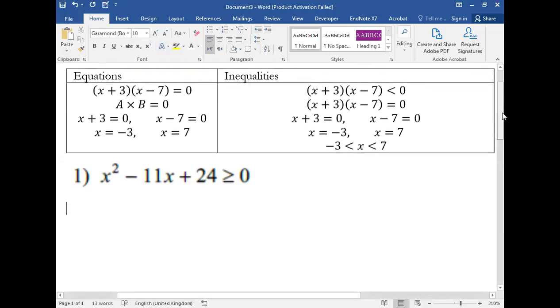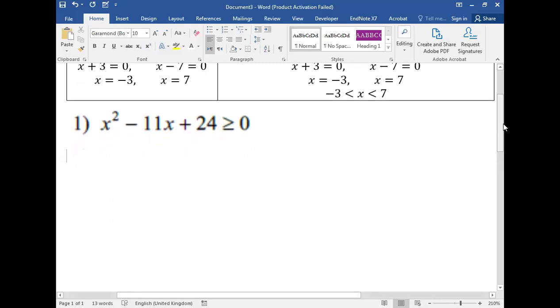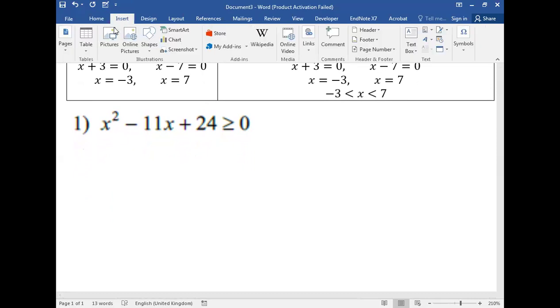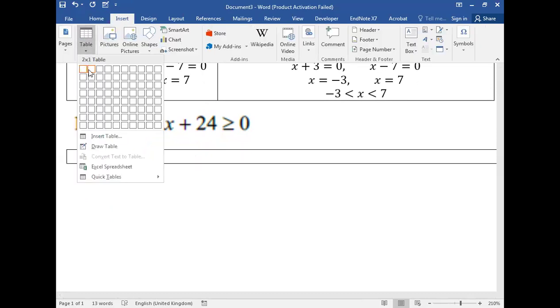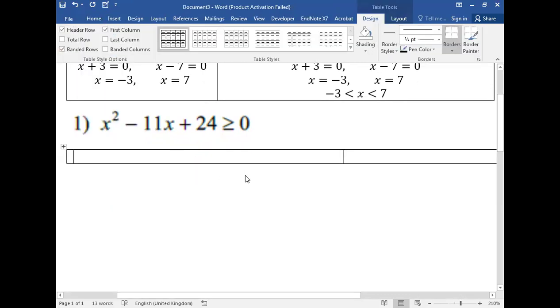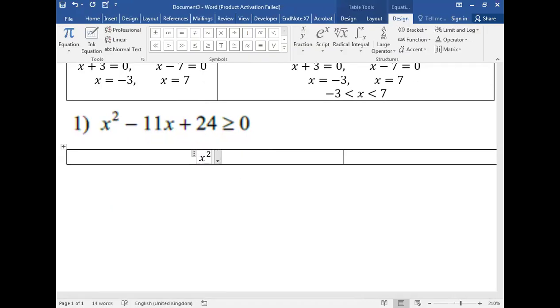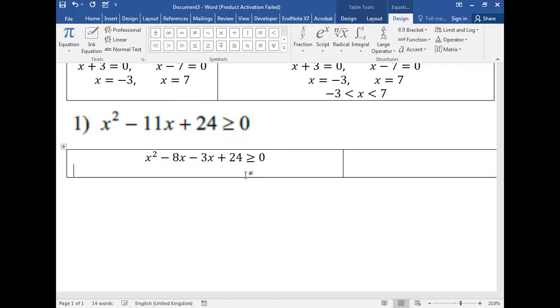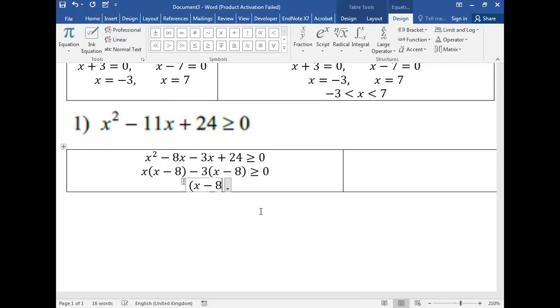Let's look at this example first. First question from my worksheet, x square minus 11x plus 24 is greater than equal to 0. First thing that we will try to do here is, अगर हम इसको factorize कर सकें, which we can, x square minus 8x minus 3x plus 24 is greater than equal to 0. X common x minus 8 minus 3 common x minus 8 is greater than or equal to 0. X minus 8 x minus 3 is greater than equal to 0.